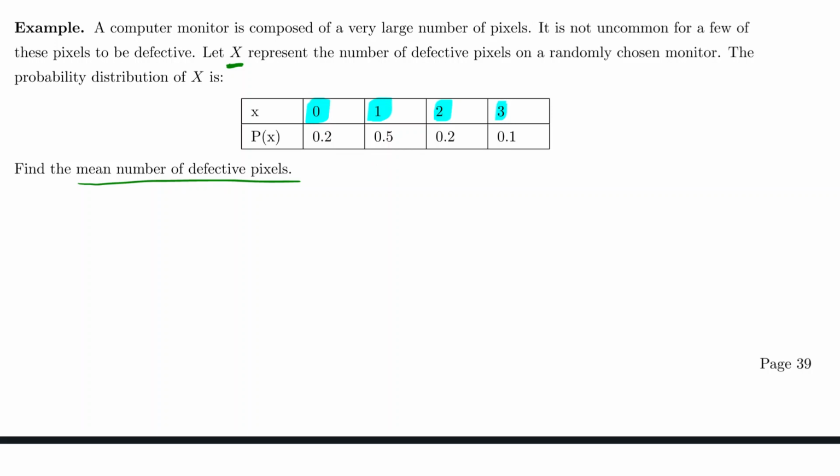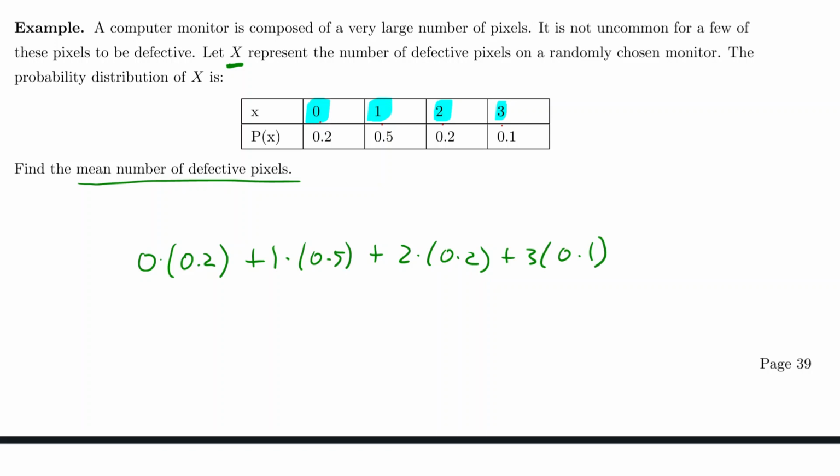So how do we find the mean? What we do is we multiply each variable by its corresponding probability. So I will be doing 0 times 0.2, 1 times 0.5, 2 times 0.2, 3 times 0.1, and I add all of them together. So let me write that: 0 times 0.2 plus 1 times 0.5 plus 2 times 0.2 plus 3 times 0.1.